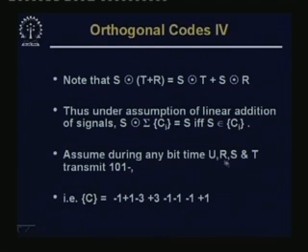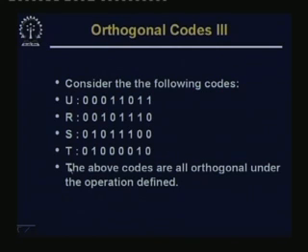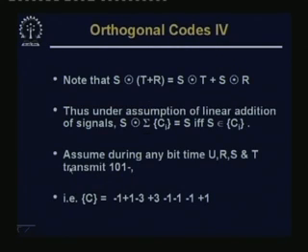Assume during any bit time U, R, S and T transmit 1, 0, 1 and nothing. That means U is trying to transmit a 1, R is trying to transmit a 0, S is trying to transmit a 1 and T is not transmitting at all. If you use the codes shown in the previous slide and do the calculation, the signal strength as we see it will come out as minus 1, plus 1, minus 3, plus 3, minus 1, minus 1, minus 1, plus 1. So, these are the 8 signal levels that we get.